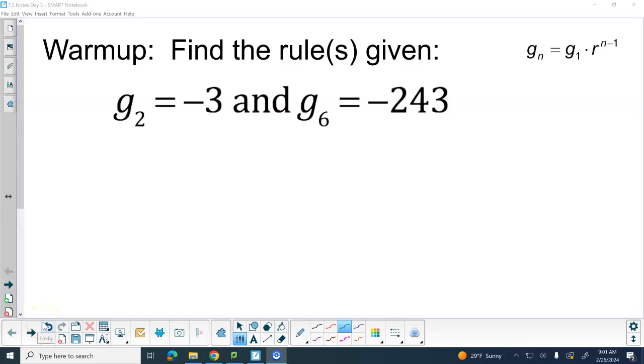So while you're doing the warm-up problem today, talk about the next 2 weeks in L Street.